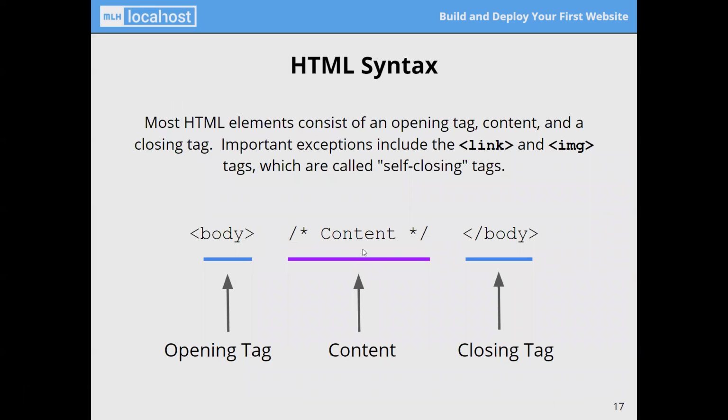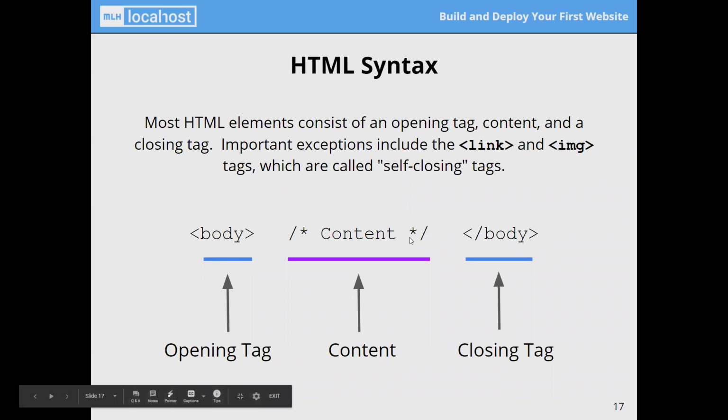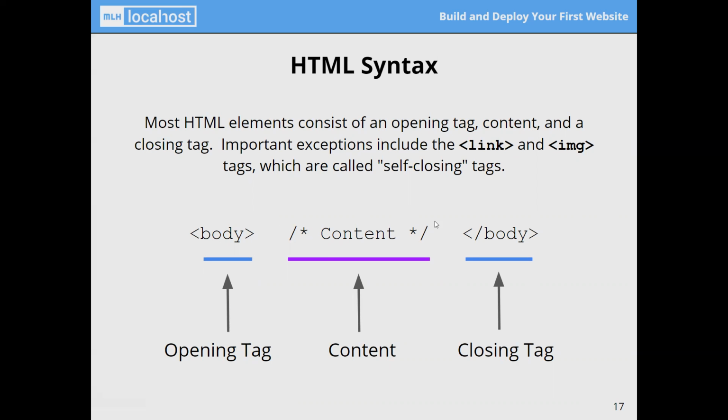And in HTML syntax, as I've mentioned the word tag just now, HTML contains an opening tag, its contents, and then usually a closing tag. Some important exceptions are the link and image tags, which are called self-closing tags. So as you can see here, there's the body tag, this first body tag, which is the opening, whatever content you want to put in right here, and then the closing body tag. And this is for the body of the web page.